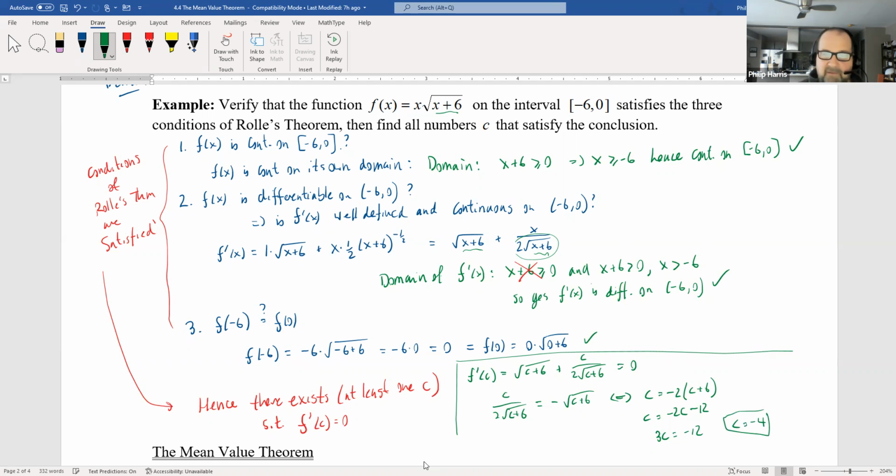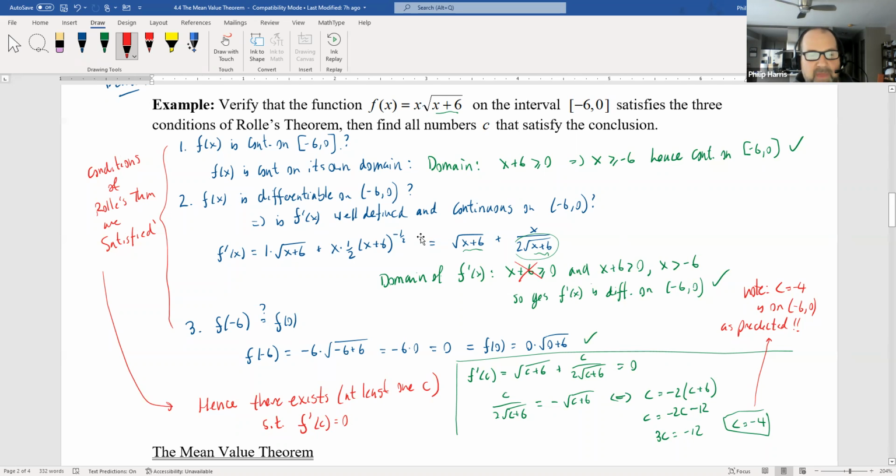C must be -4. The significance of this result is to note that C equals -4 is on the interval from -6 to 0, as predicted by Rolle's theorem. Right? This is the significance of this result. We had to have a solution to this equation in that interval. That is what Rolle's theorem is telling us.